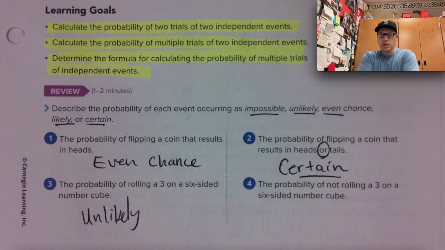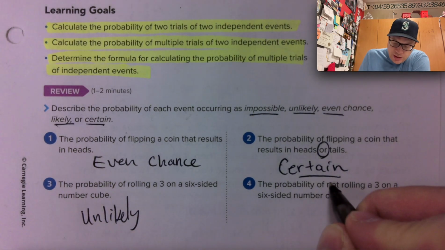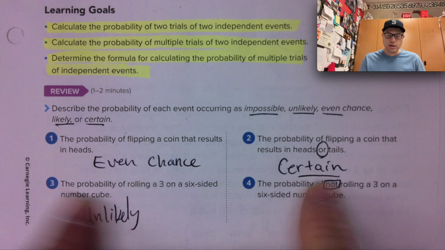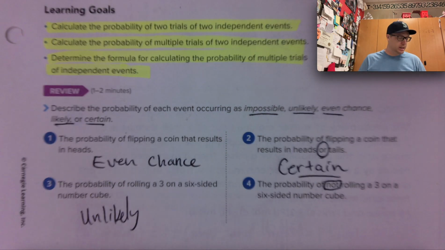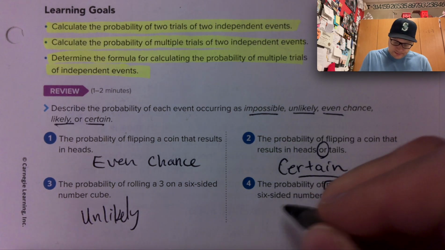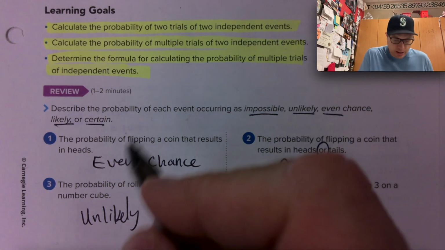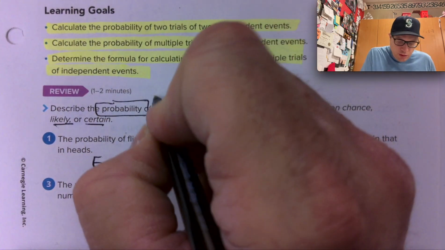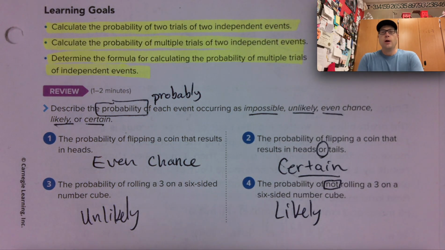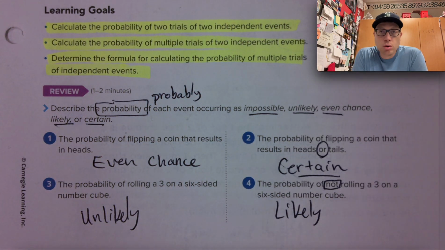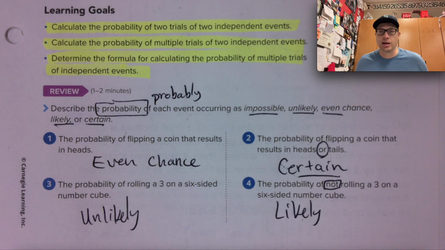that. The probability of not rolling a 3 on a 6-sided number cube. You see, the use of the word not in this case flips around our question 3 from being unlikely to being likely. You're likely, meaning probably not, probably. Probability and the word probably are related. Okay, so you are probably not going to roll a 3. It is likely that you are not rolling a 3 on a 6-sided number cube.